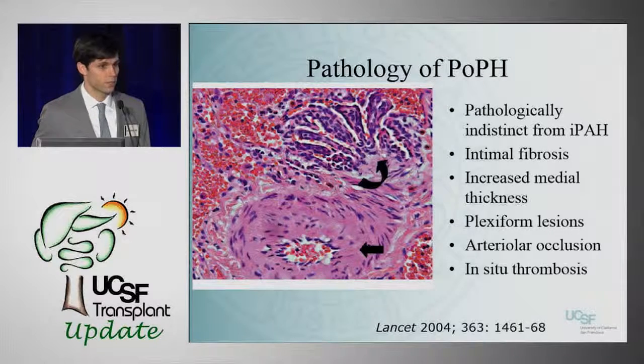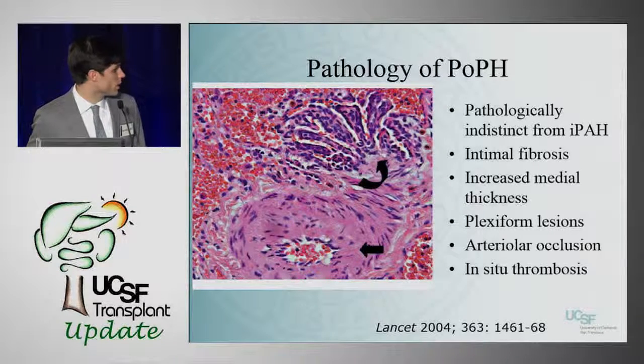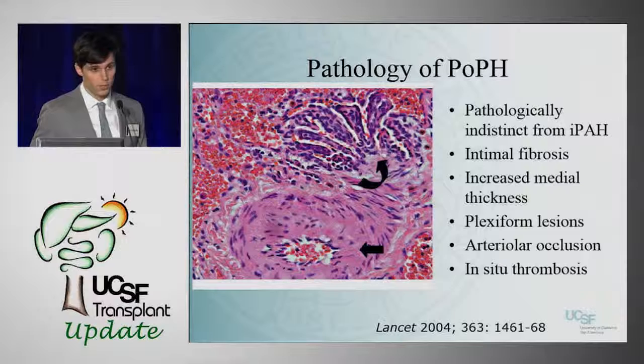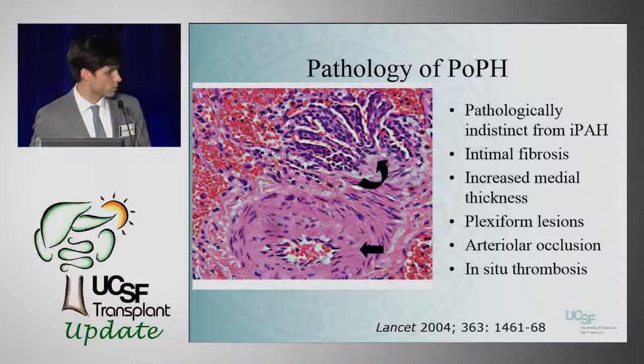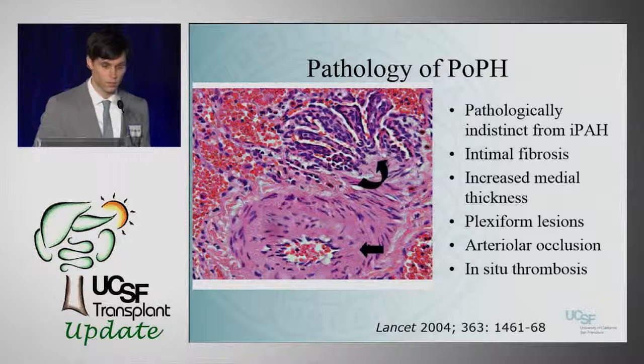Pathologically, it actually looks very similar to idiopathic pulmonary hypertension. So the straight arrow is some of the intimal thickening and fibrosis that you see. The curved arrow is what we call plexiform lesions. These are just sort of hallmarks of pulmonary arterial hypertension, and again, reinforce the fact that this is a disease of the pulmonary arteries. You also frequently see in situ thrombosis of the pulmonary arteries. We see that in all forms of pulmonary arterial hypertension, and I'll get to why that's significant in a minute.